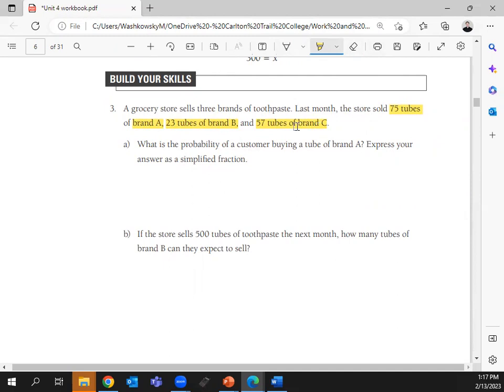I don't know, no name toothpaste, sure. So 3 different toothpaste, right? So what's the probability of a customer buying brand A?